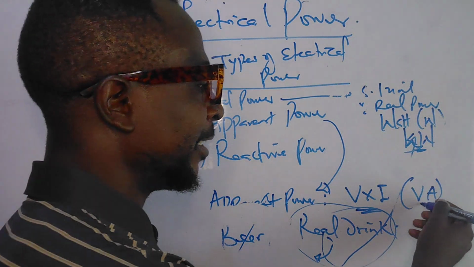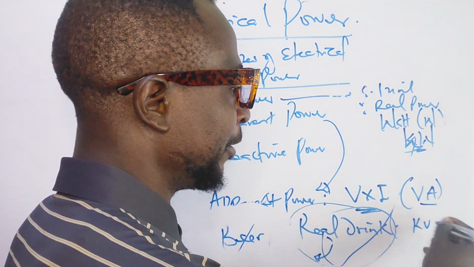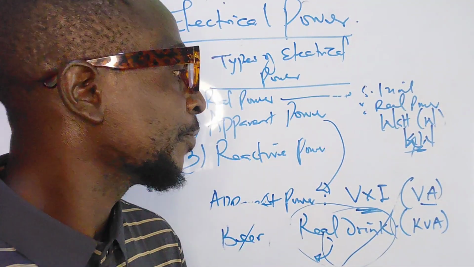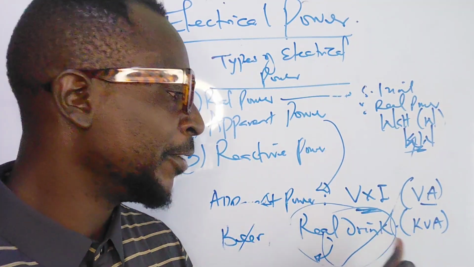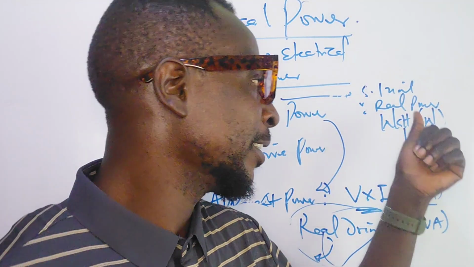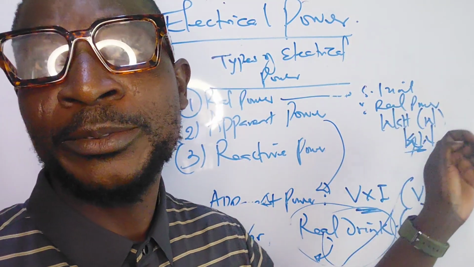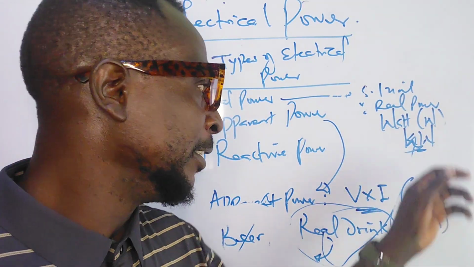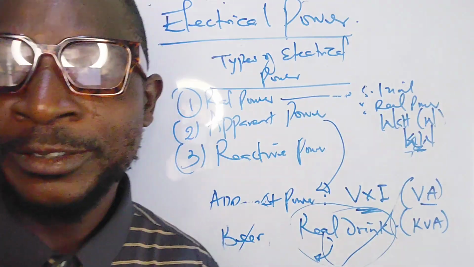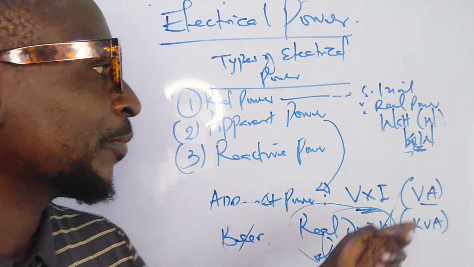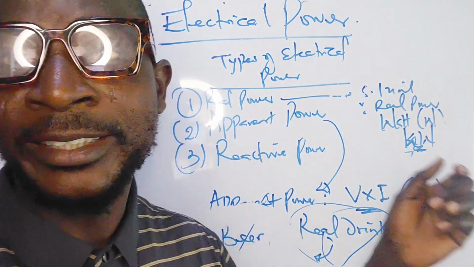And 1,000 of this gives us what? kVA. So if we're talking about kVA, we're talking about what? Apparent power. If we're talking about a kilowatt, we are talking about what? Real power. Please let's take note of these two units. Even your inverters, some are rated in apparent power, and some are rated in real power.